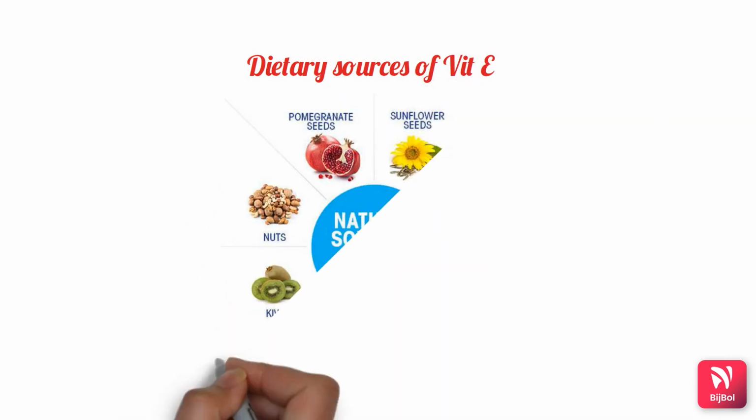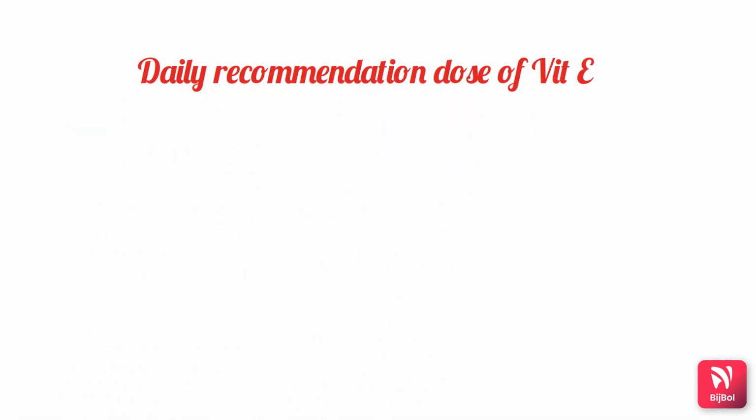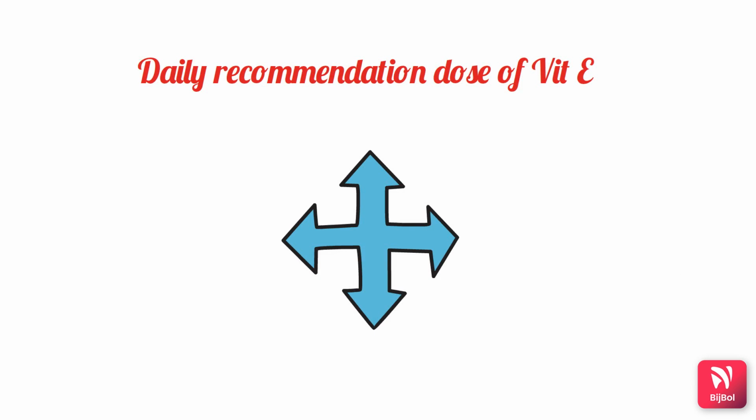Now let us discuss dietary sources of vitamin E. The natural sources of vitamin E are pomegranate seeds, sunflower seeds, avocado, mango, spinach and broccoli, olives and oil, nuts and kiwi. Now let us discuss the daily recommended dose of vitamin E.